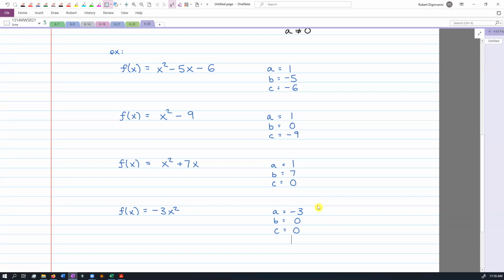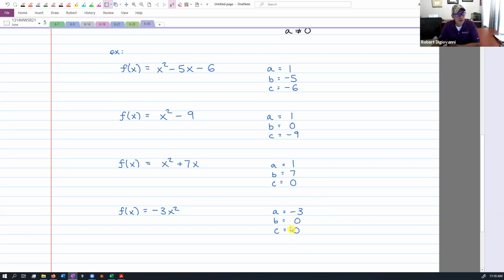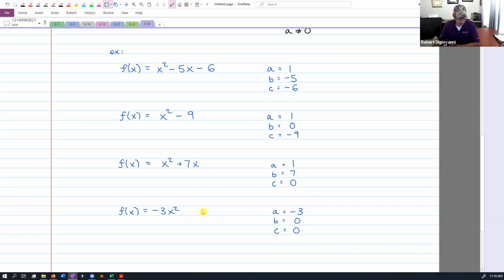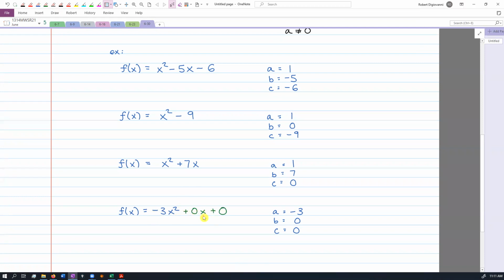Will we always have a B and C if there's only an A? You'll always have an A, B, and C. It's just the question is, what are their values? If you don't see an x or a number here, then the B and the C are 0. See, here's what's really happening. You could look at this as being plus 0x plus 0, right? Do you see that? Yes. So that's a 0 in front of x and a 0 by itself. So that's why B is 0 and C is 0.